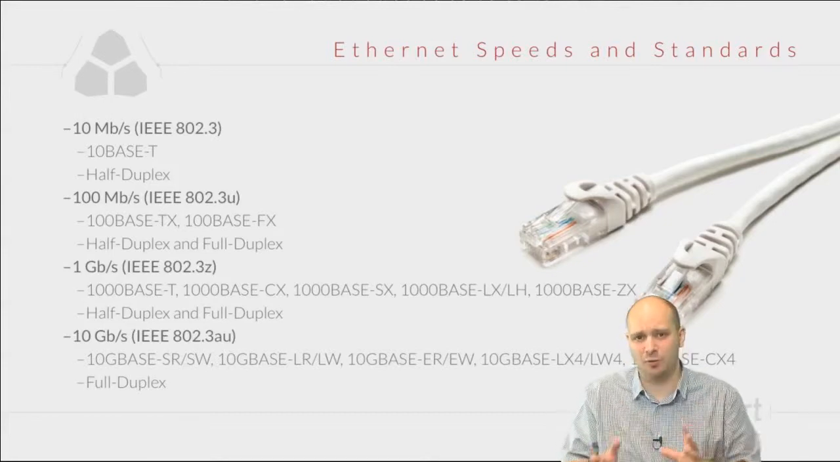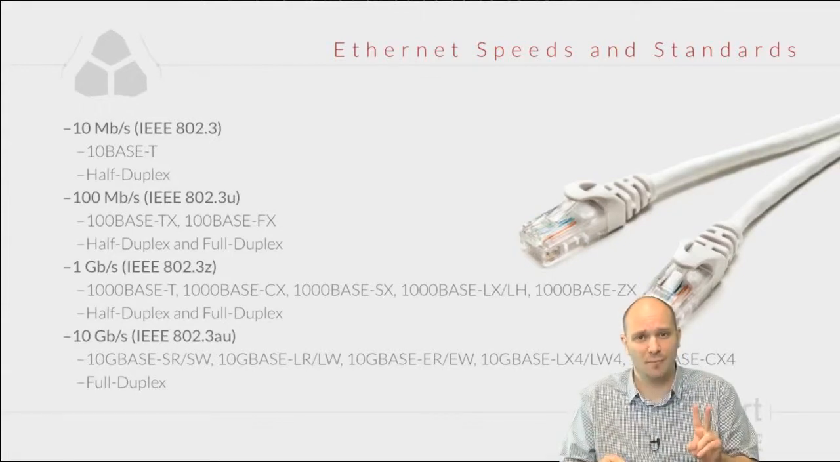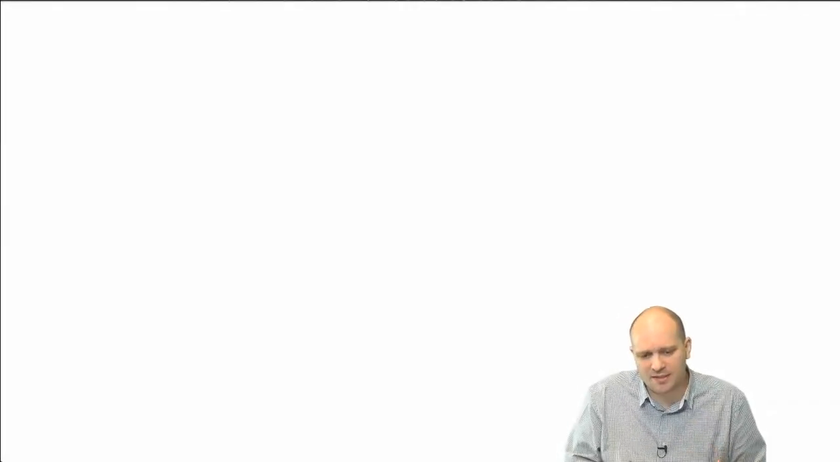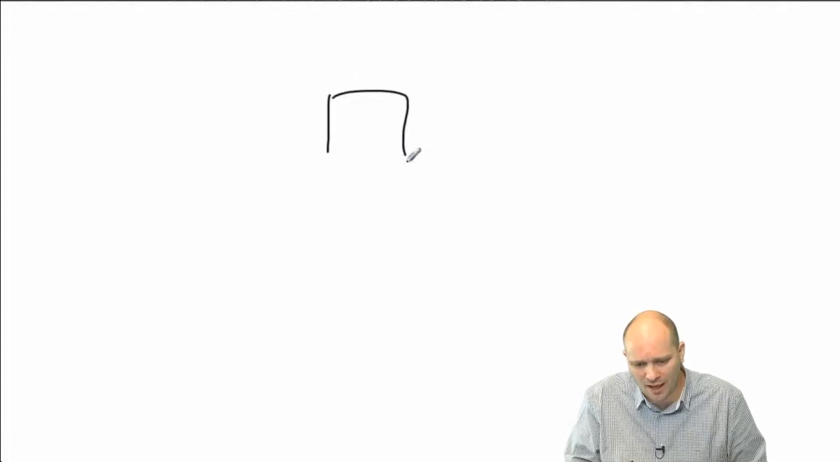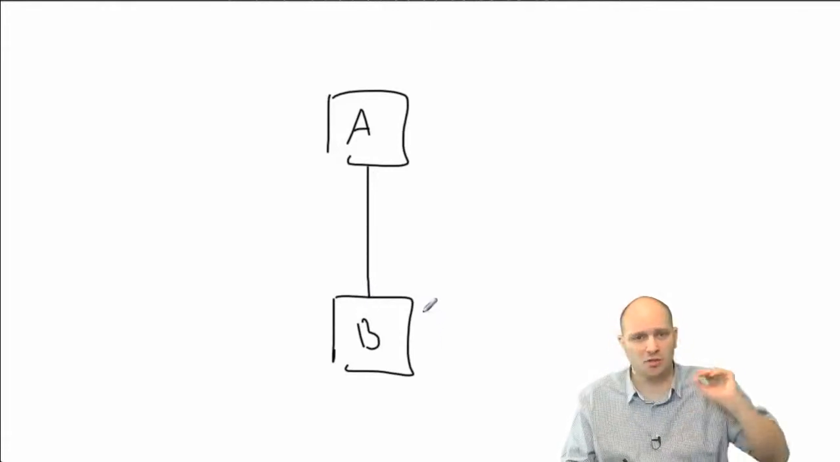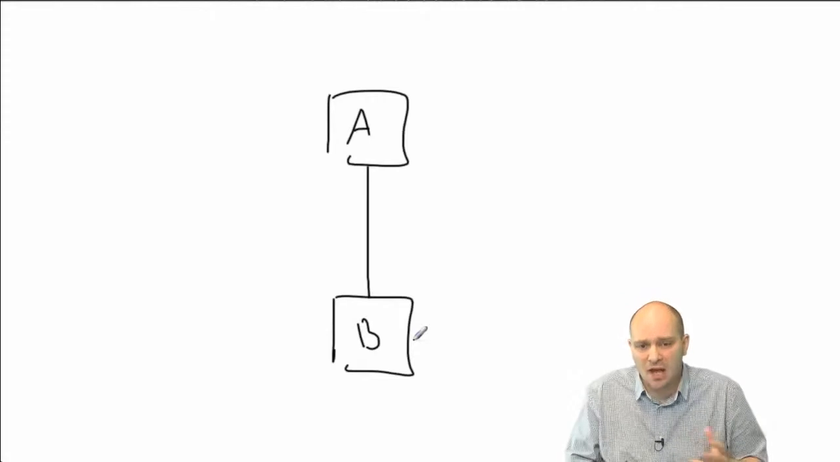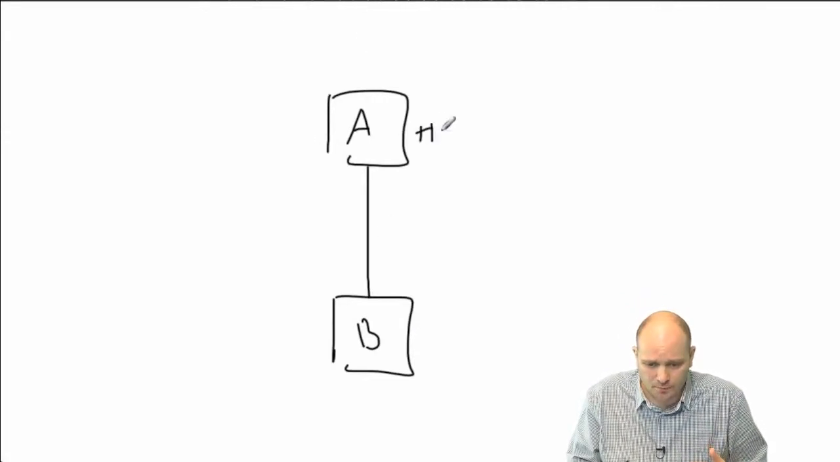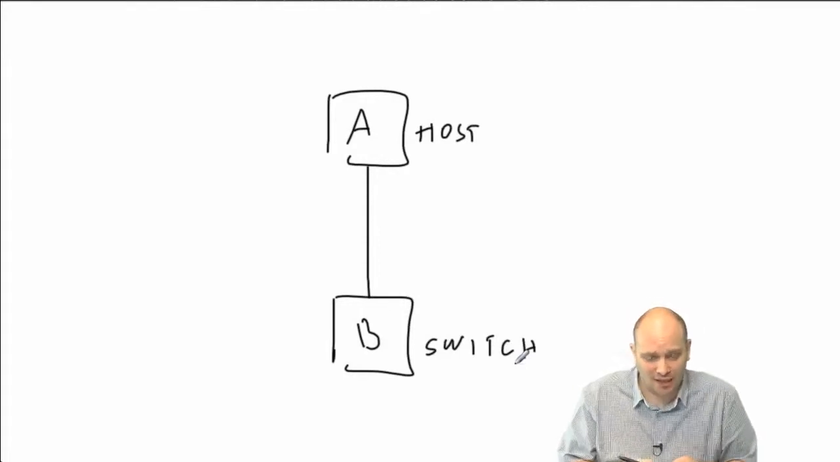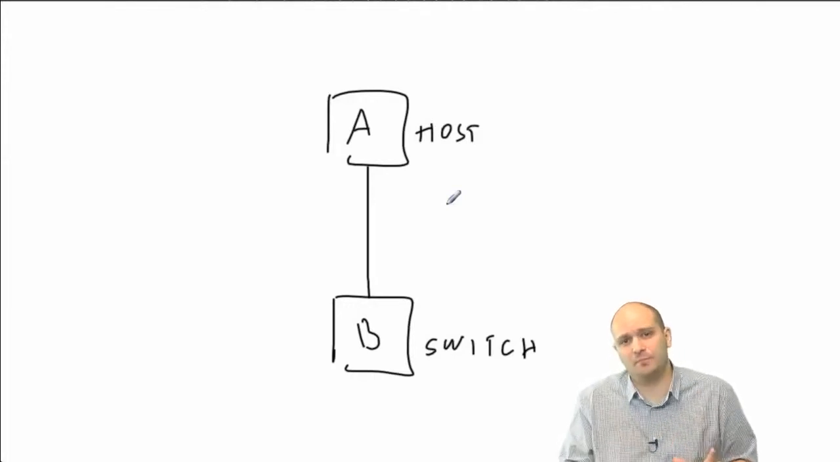Now, I mentioned half duplex and full duplex twice so far. Let me explain it a little bit. What happens if on a network segment we have only two devices that are directly connected, so there is nothing in between, just host A directly connected to host B. One of these could be just a host, and the other one could be, for example, a switch, or a router, or any device. It doesn't matter what these devices actually are, but they are directly connected, so there is nothing else between them.